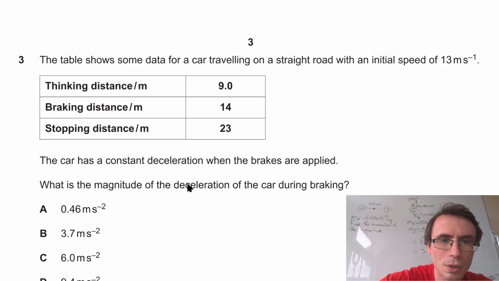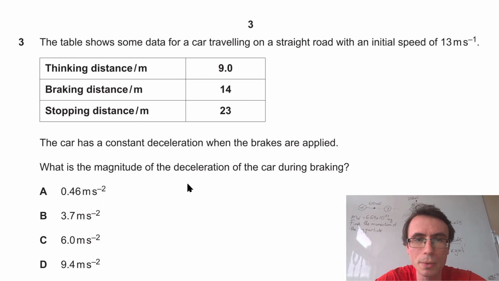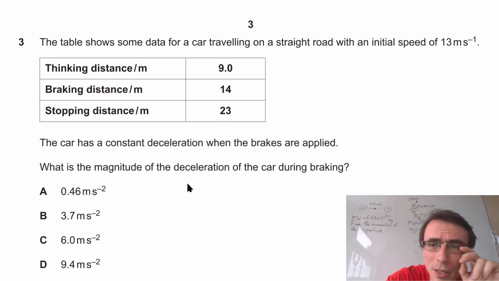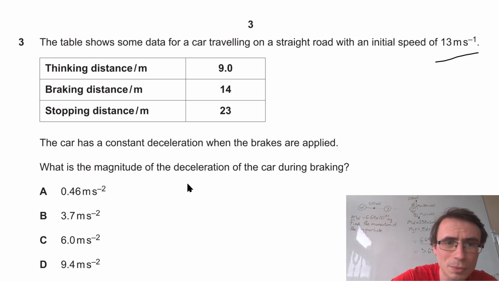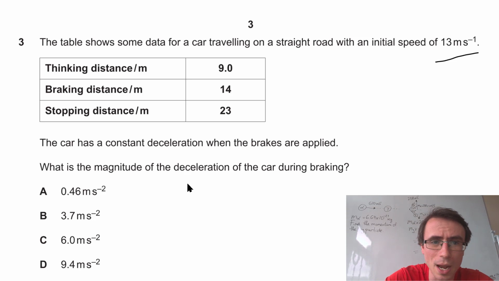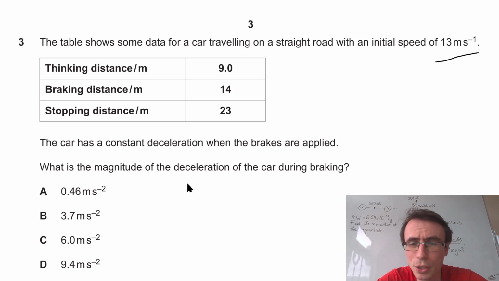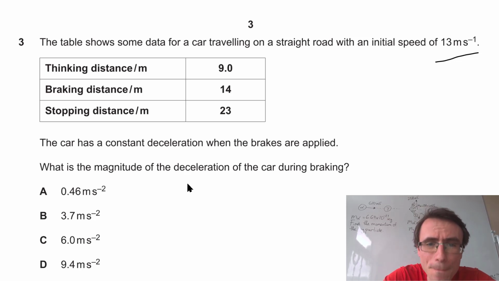Okay, next one, 3. We have a table showing data for a car traveling on a straight road with an initial speed of 13 meters per second. We have our thinking distance, we have our braking distance and our stopping distance. The car has a constant deceleration when the brakes are applied. What is the magnitude of the deceleration of the car during braking?